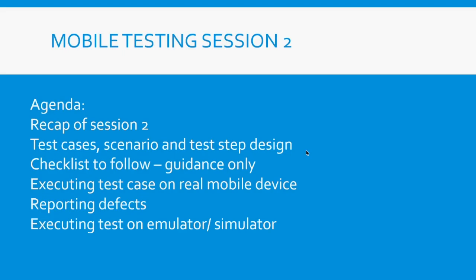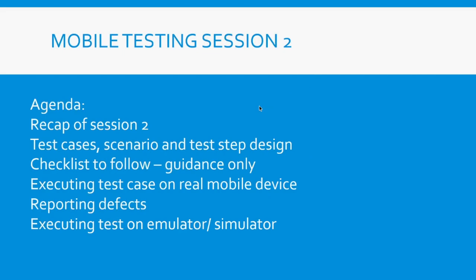We also looked at a guidance checklist to follow when you're carrying out mobile application testing. We tried to execute a test case on a real mobile device. That was when I connected my mobile phone to a reflector application, and we were able to talk through test cases for installing an application from the iOS App Store. We also looked at reporting defects, and I think I gave you a walkthrough on emulators and simulators as well.